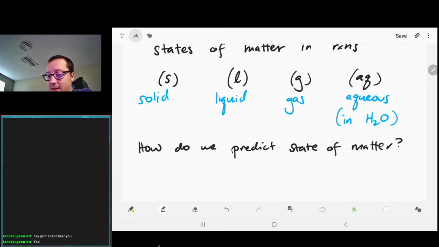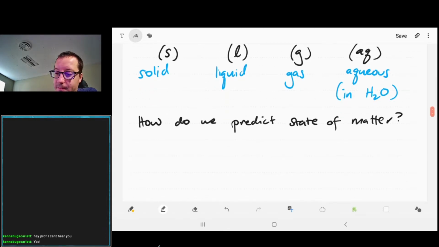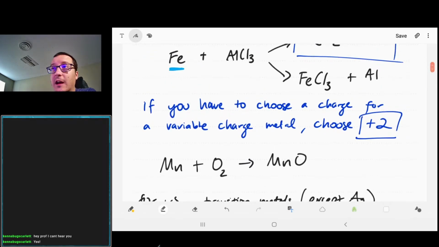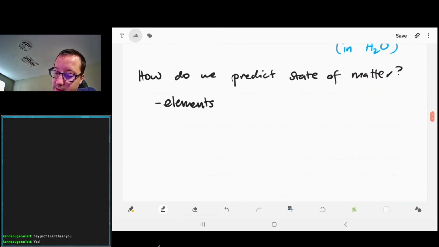Well, we have several ideas here. The easiest ones for us would be just elements in their natural state. So if we want to think about elements by themselves, like the iron or the manganese or the oxygen in these last two equations here, if we were to predict their state of matter, we can just look at the periodic table.